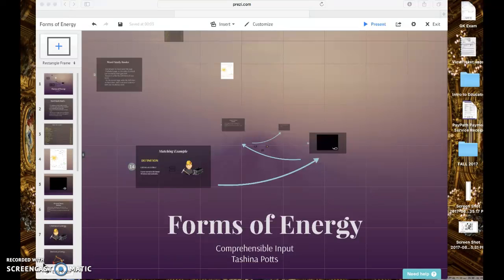I'm going to be doing my forms of energy comprehensible input. Since no one else has posted theirs yet, I'm just kind of winging this a little bit, so bear with me, but I'm glad to hear all of your feedback and help me through this because that would be great. Really appreciate it. Okay, here we go.